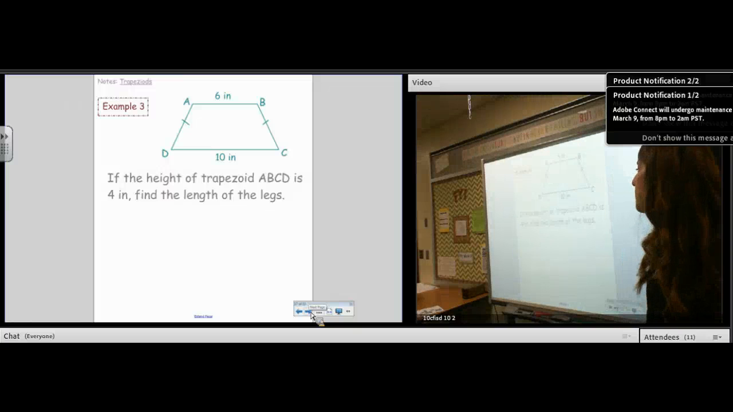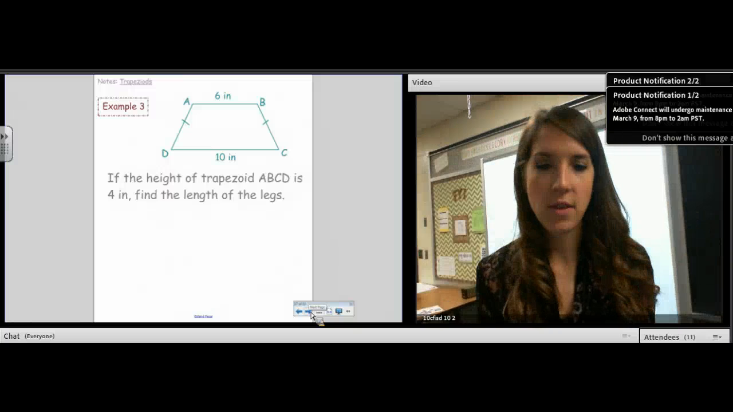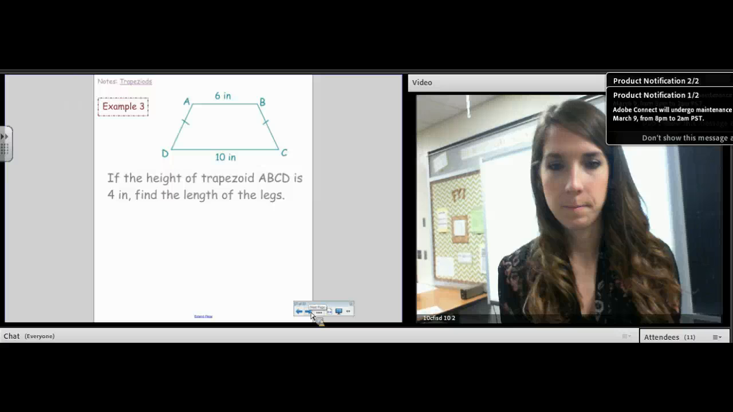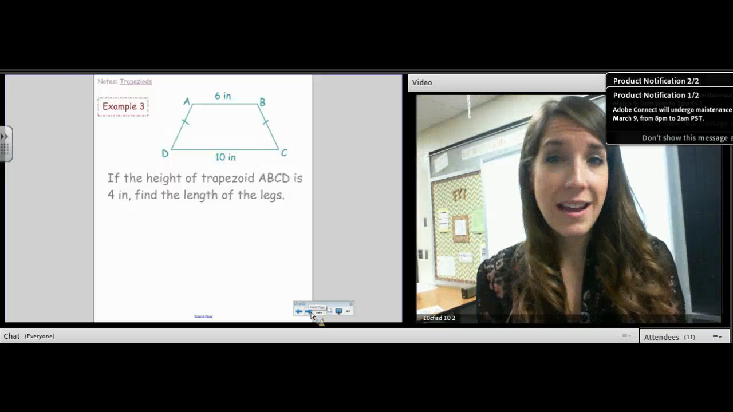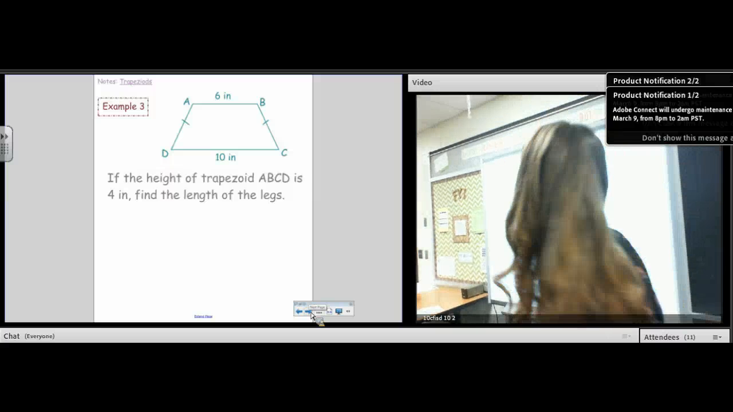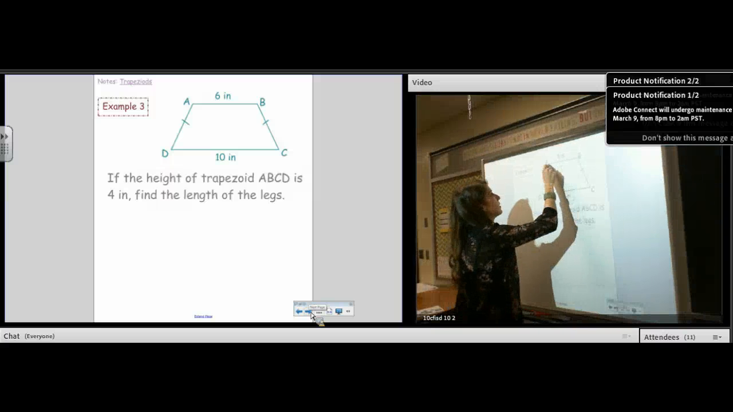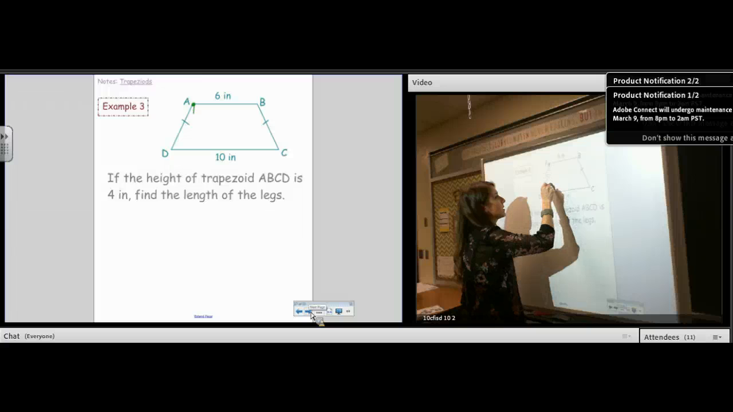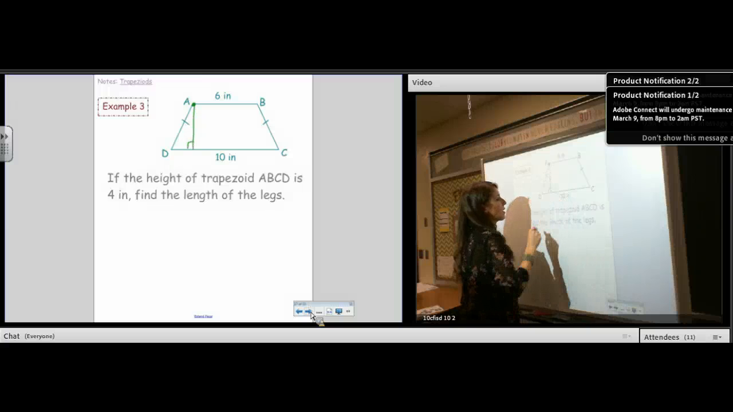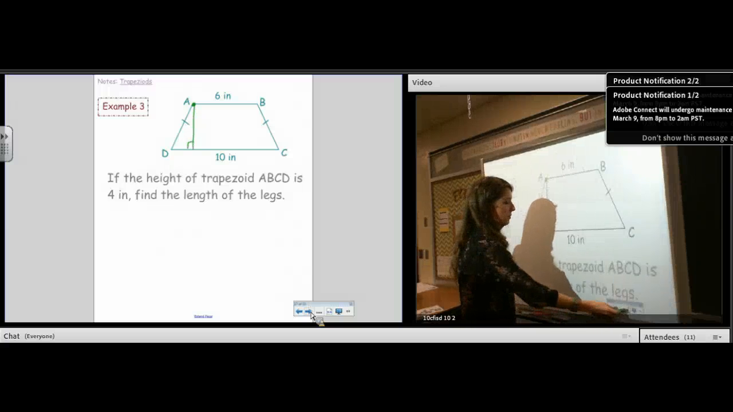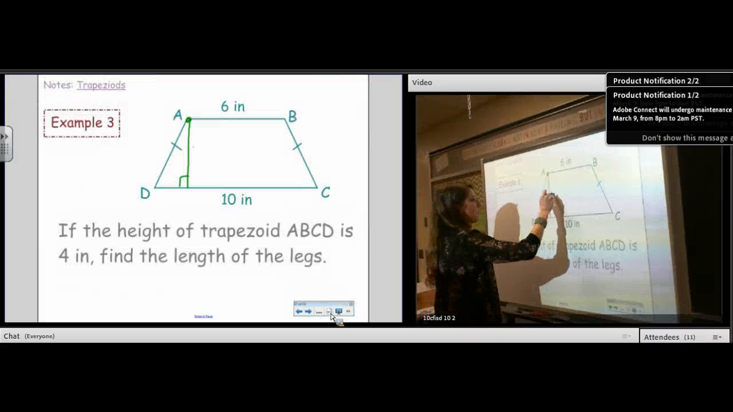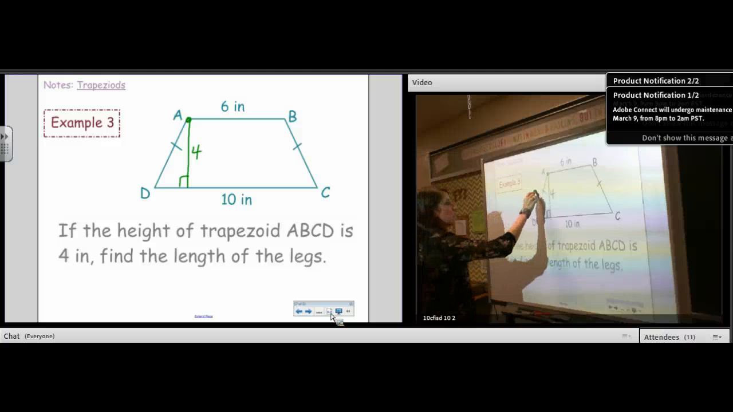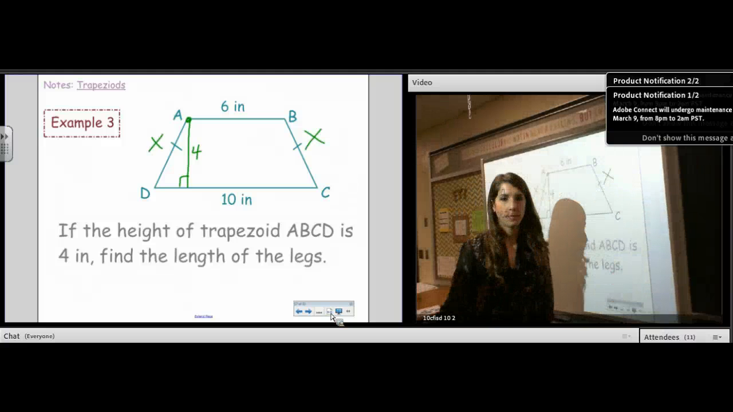If the height of the trapezoid is 4, find the length of the legs. So how do you draw in the height of a trapezoid? It's like drawing in an altitude, okay? So the height of the trapezoid looks something like this, and it makes a right angle. The height is 4. We want to find the length of the legs.